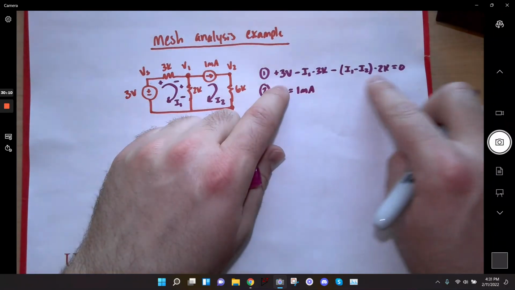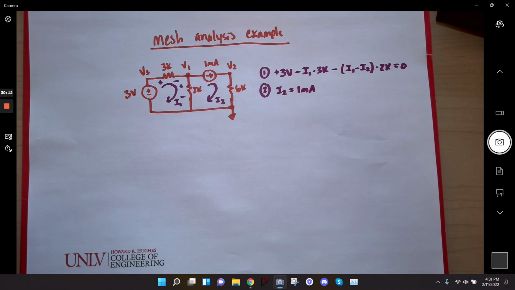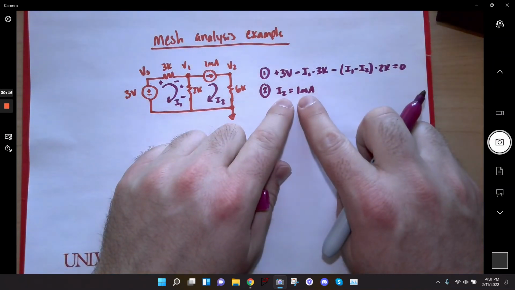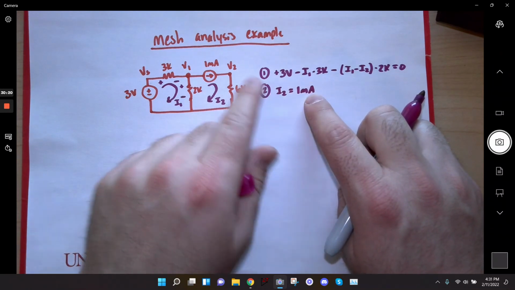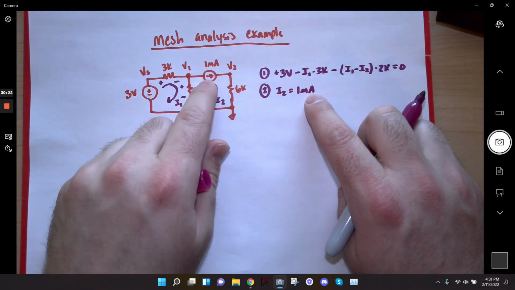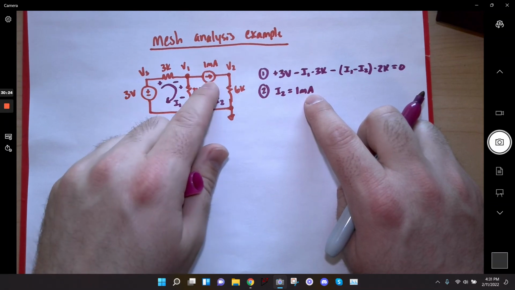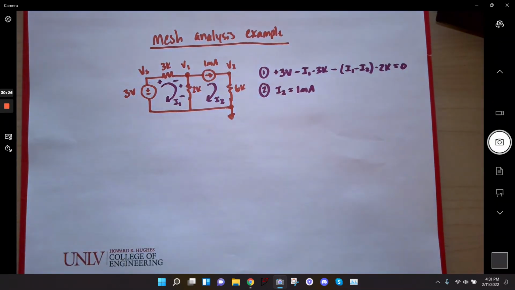So the whole point of writing these equations is to write an equation so that we can get two equations, two unknowns. But this right here is an equation. It's just a very simple equation. My I2 is equal to 1 milliamp because I'm literally telling you that the current I defined is the exact same direction as this current source that was given to me.